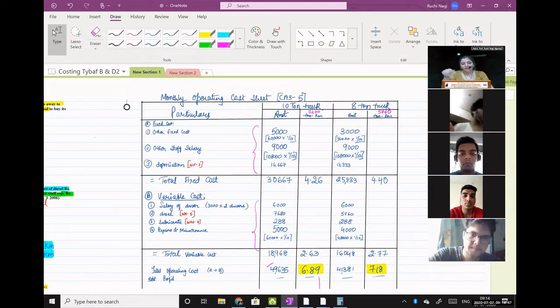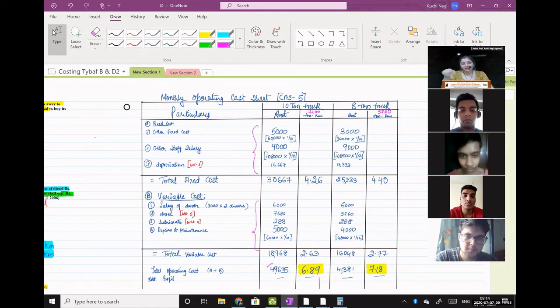In the last lecture, I am just showing you the final answer, that is 6.89 and 7.18. So currently, how much is the company paying? They are paying 50 rupees per ton. And the lorry is not their own. They don't own a truck.